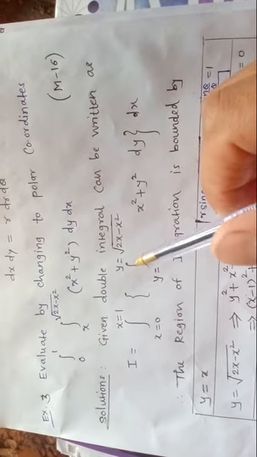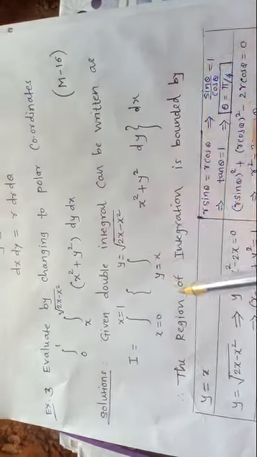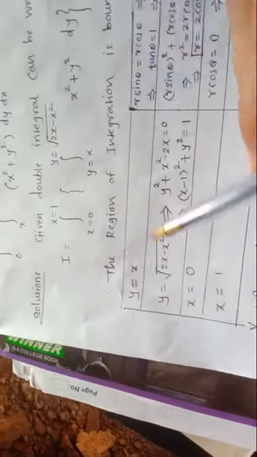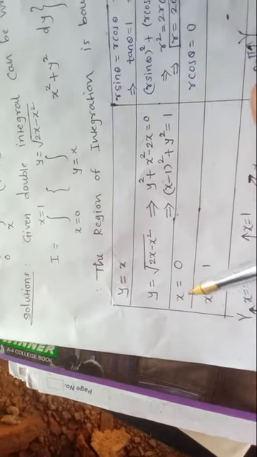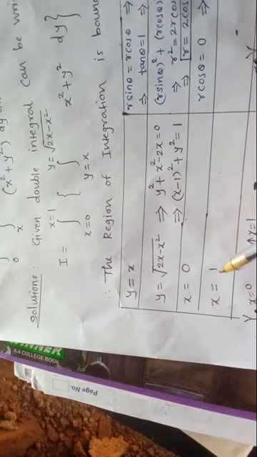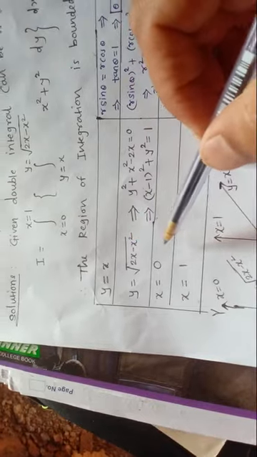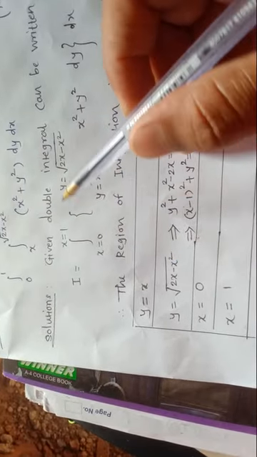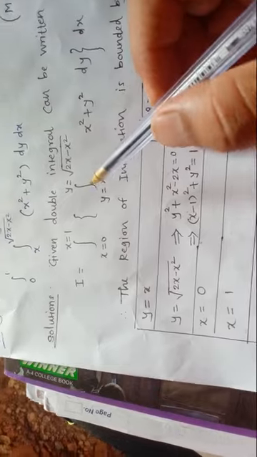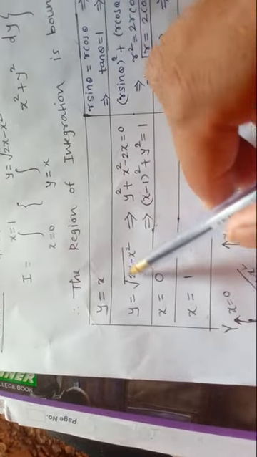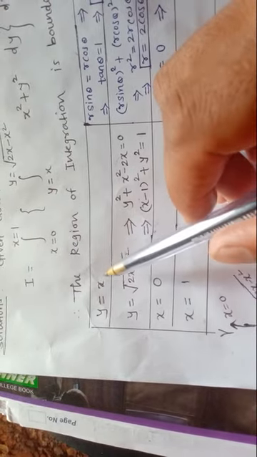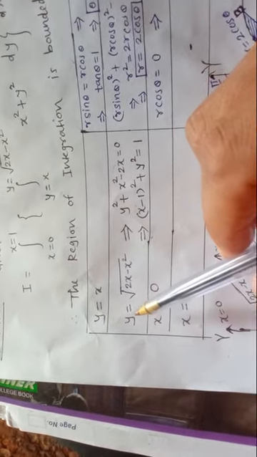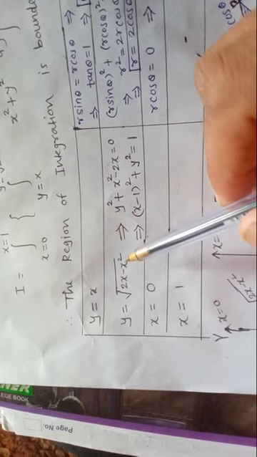Now from the upper limits and lower limits of both integrals we can write the region of integration. Therefore the region of integration is bounded by y equals x, y equals square root of 2x minus x square, x equals 0 and x equals 1. And all these curves are nothing but the upper and lower limits of both integrals. So you can observe that your first curve is y equals x, that is the equation of a line passing through the origin. The second curve is y equals square root of 2x minus x square.